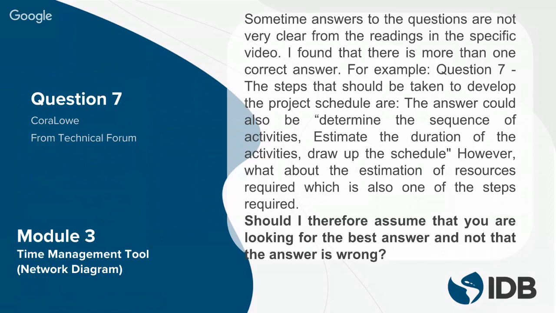So let's go. Sometimes answers to questions are not very clear from the readings in the specific video. I found that there is more than one correct answer. For example, question 7. The steps that should be taken to develop the project schedule are: determine the sequence of activities, estimate the duration of the activities, draw up the schedule. However, what about the other option of estimation of resources required, which is also one of the steps required?